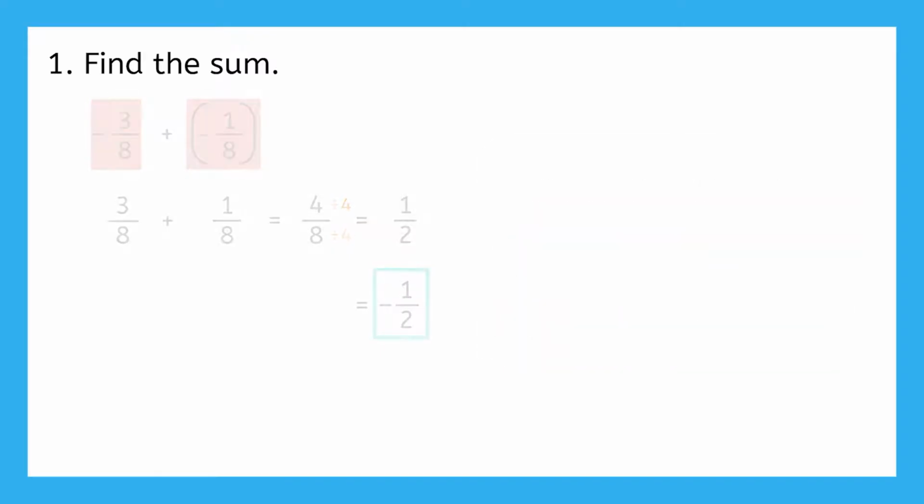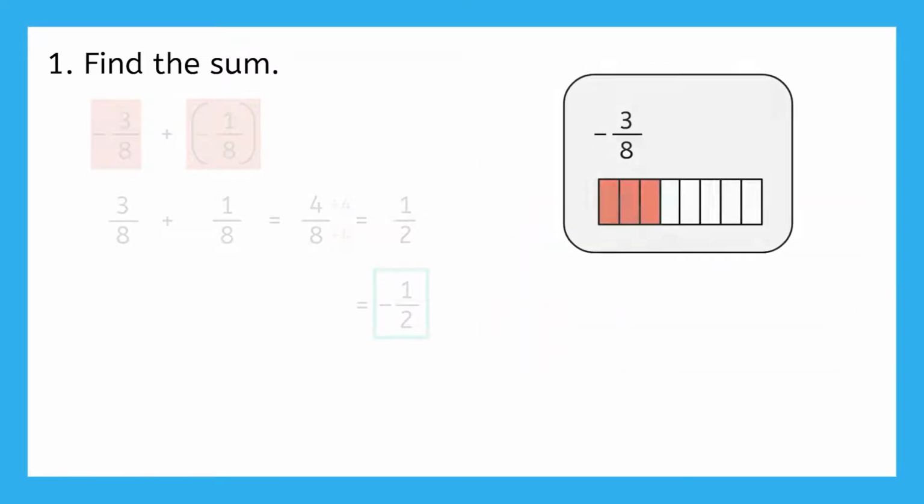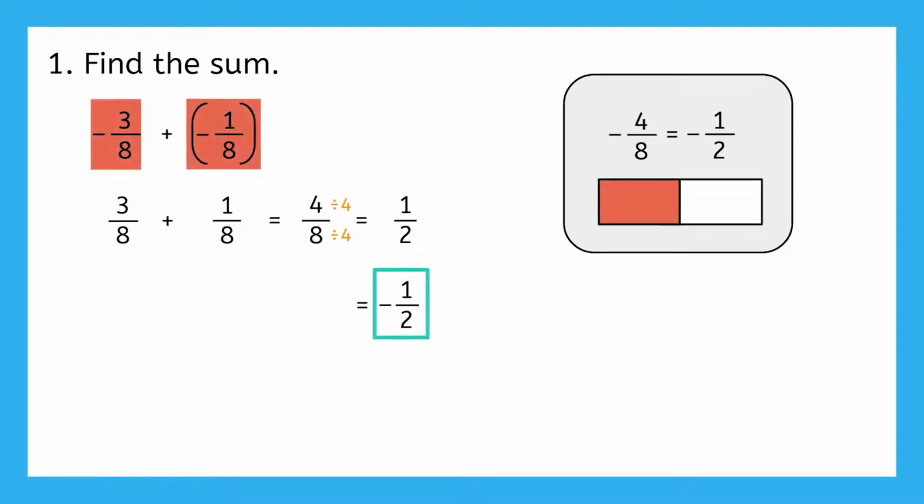Let's check our work with a model. Negative 3/8 plus negative 1/8 equals negative 4/8, which is equivalent to negative 1/2. Awesome, same answer. So the same rules work when adding fractions with the same sign, but what about when the fractions have different signs?